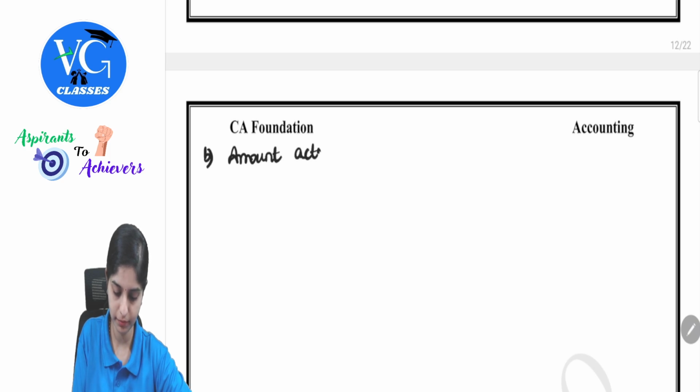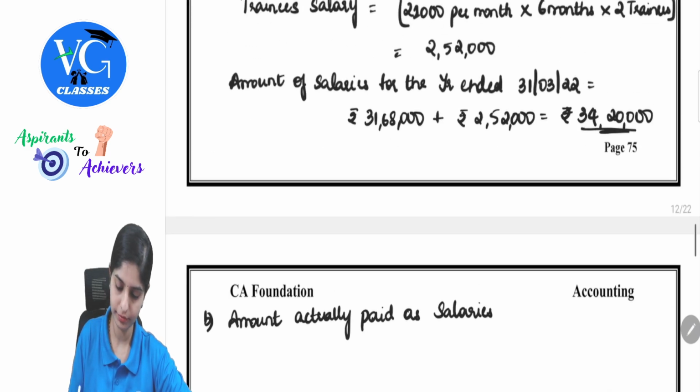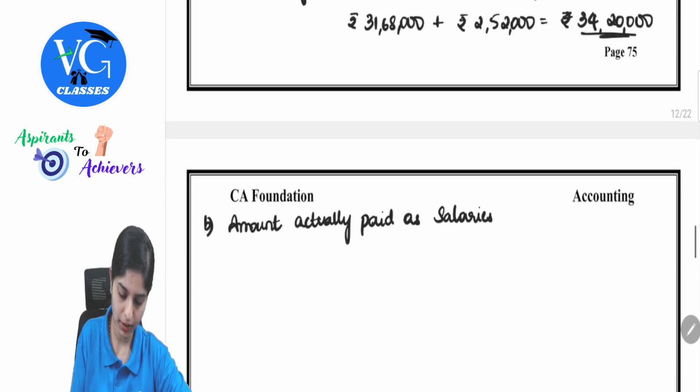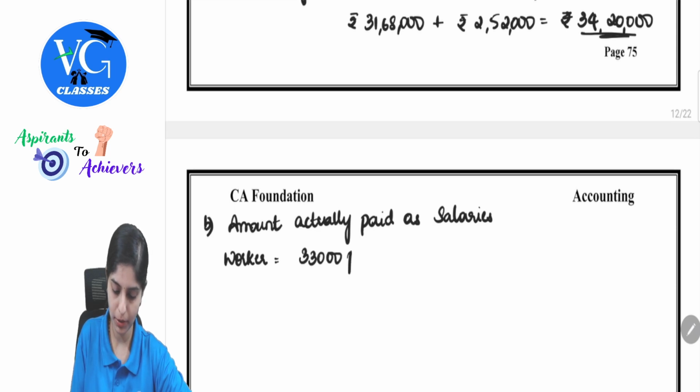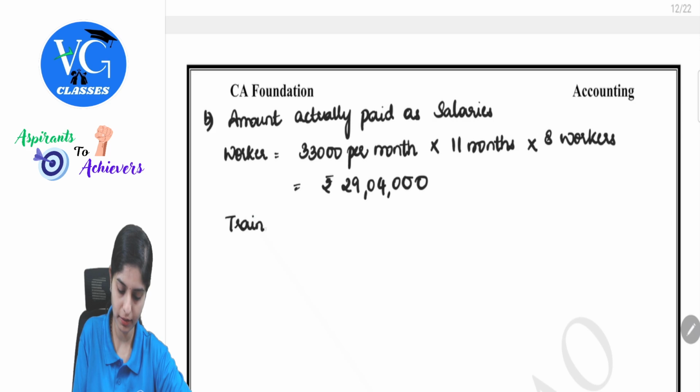Amount actually paid as salaries. That for worker, 33,000 per month into 11 months, there were 8 workers. So this will be 33,000 into 11 into 8, 29 lakh 4,000.